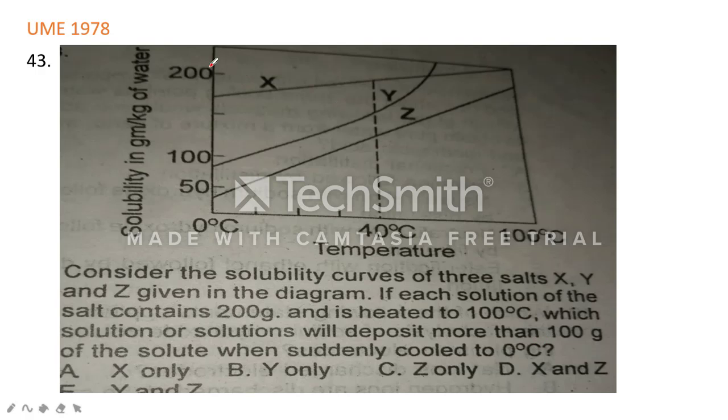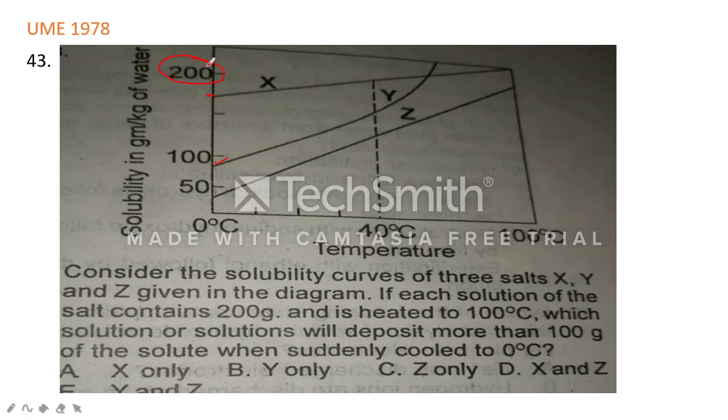Now, if you take a look at this graph, each solution of the salt contains 200 grams. If you look at X, when it is cooled to 0 degrees Celsius, it falls somewhere around here, and you can see that the difference is not up to 100, so X is way out of it. If you look at Y, from 200 to below 100, that is more than 100 grams, so definitely Y is there. Then what about Z?